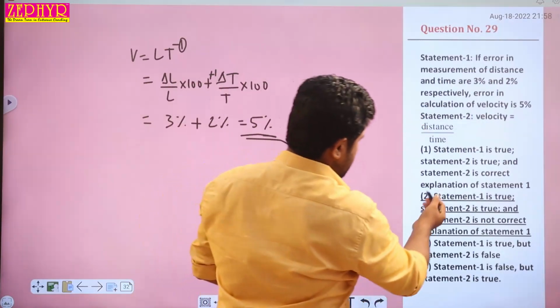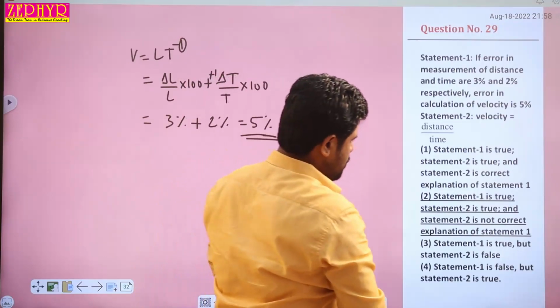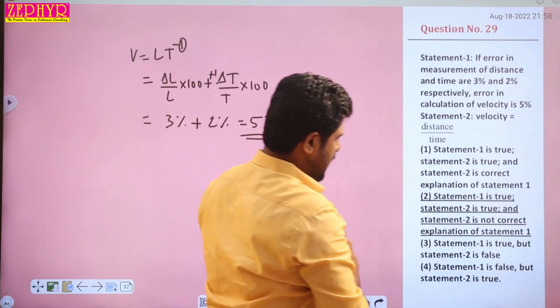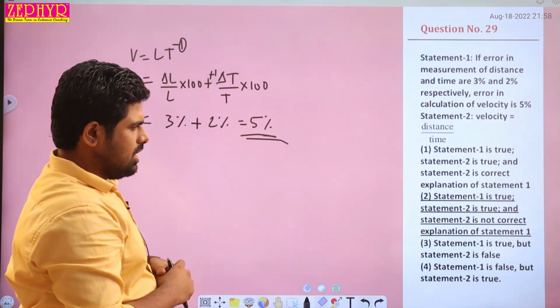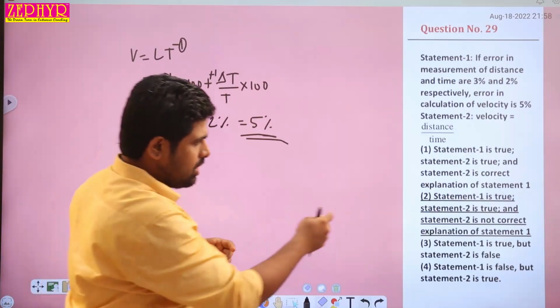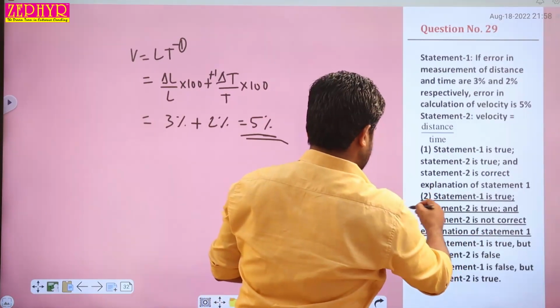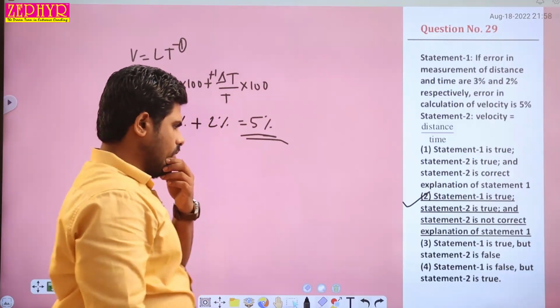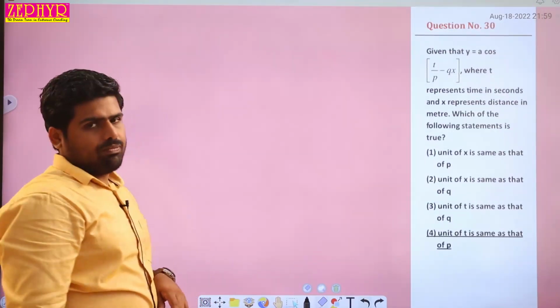That means statement number 1 is true, statement number 2 is true, and statement 2 is not the correct explanation of statement number 1. So this one is the right option. Then question number 30.